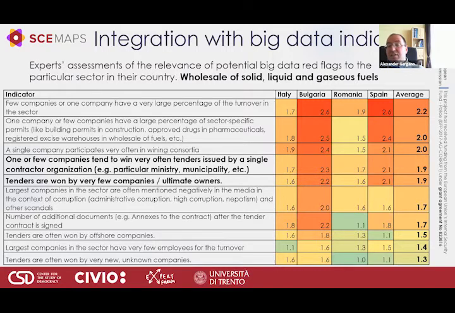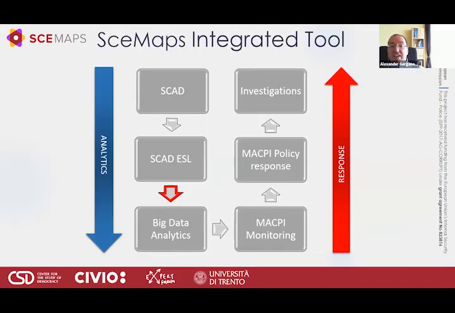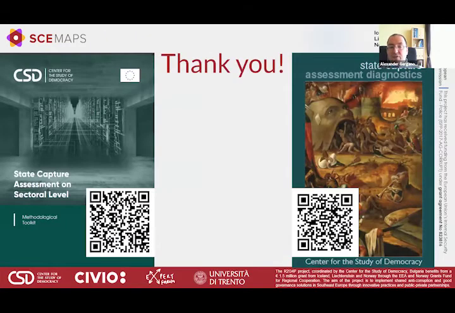And this allows us to move to the final stage of the analysis, the lowest level, which is the big data analysis. And from there, the only thing which could be done further is investigations of particular cases. But let me stop here and thank you for your attention.